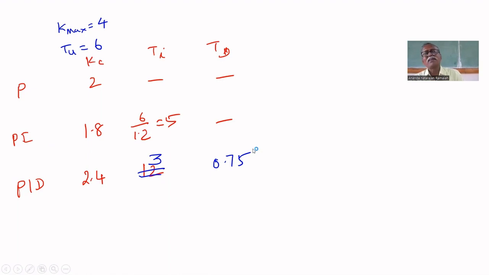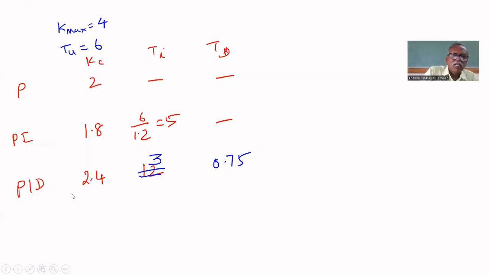There is nothing wrong in it. That's why it is retunable. If you get more oscillation, you can reduce the gain. You can increase TI. You can reduce TD. Like that, you can do adjustments. It is not a fixed rule. You can modify it after seeing the response. This is only a thumb rule.